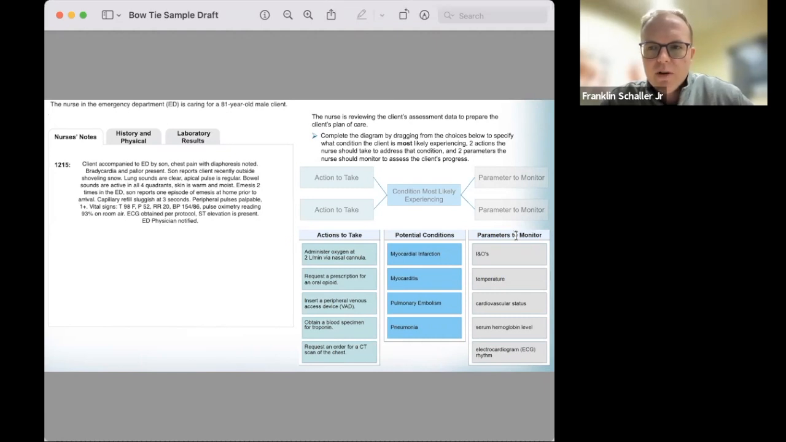And then for parameters to monitor, on the right-hand side, the five gray boxes, the two that make the most sense to me would be to monitor the cardiovascular status and also to monitor the electrocardiogram rhythm. Those are the two that I would drag and drop on the right-hand side of that bow tie for parameters to monitor.